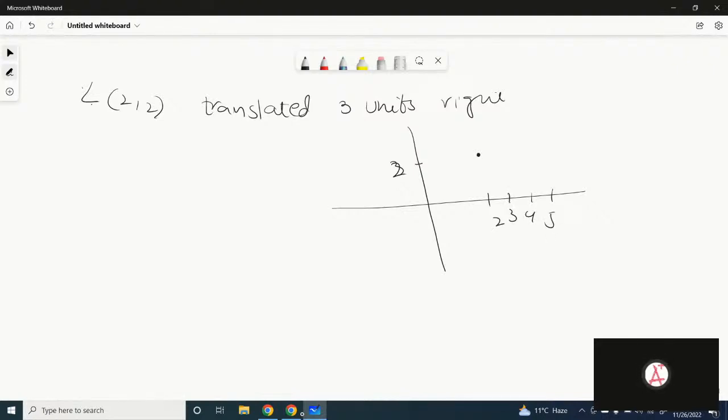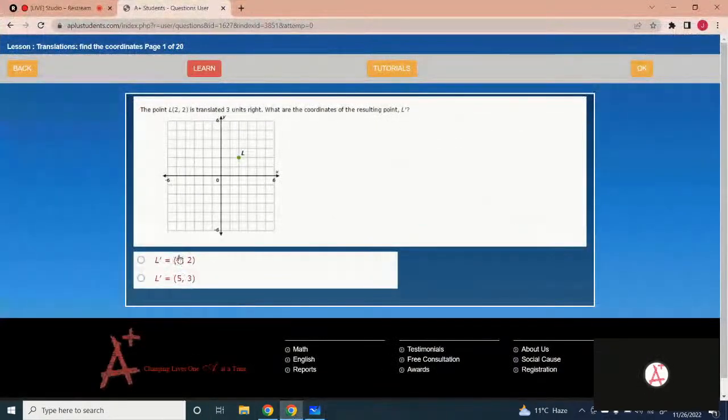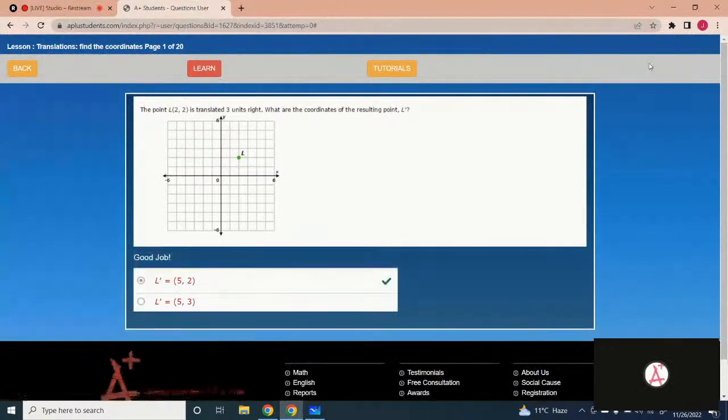So the new point L' is, this would be L, and this would be L'. They have the same y coordinate, just the x coordinate is changed. So L' has x as 5, and y is 2. It would be (5, 2). Got it? So the new values are 5 and 2. So select the correct option and then click on the OK button.